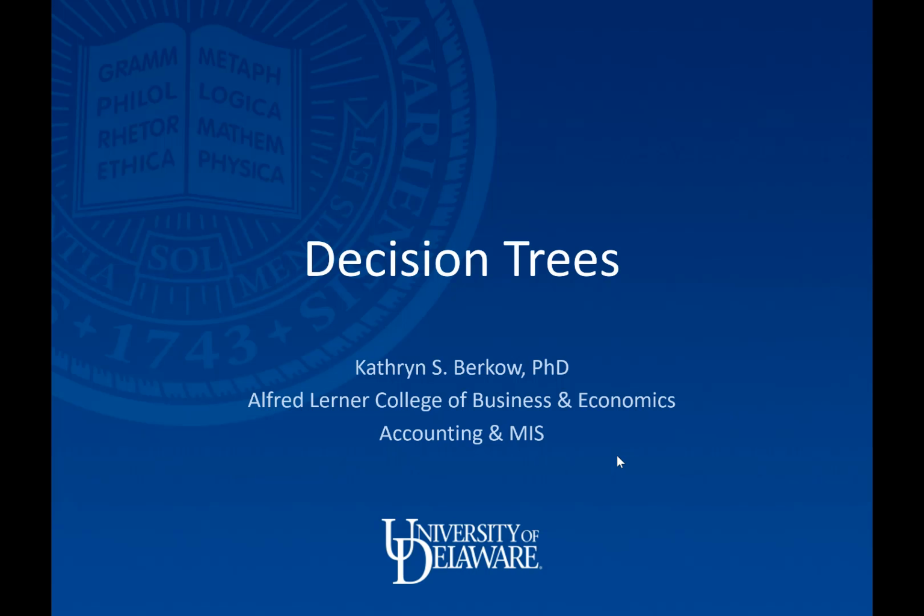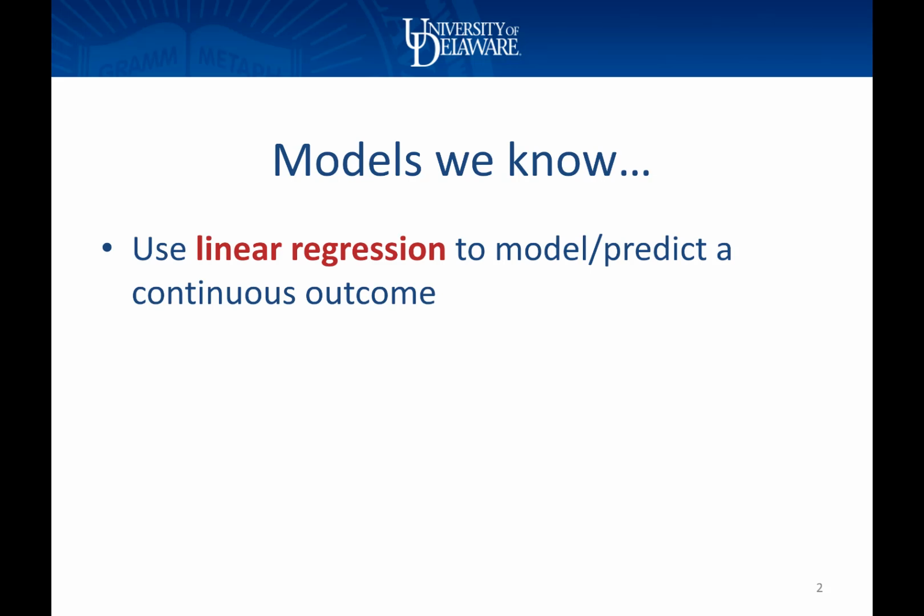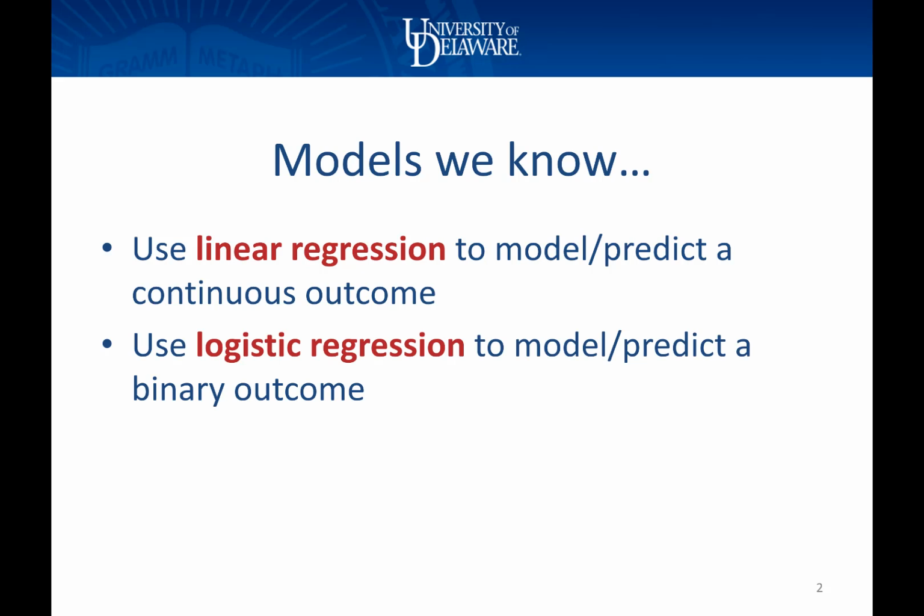This video introduces decision trees. First, a quick review of the models we know. We know to use a linear regression model if we're trying to predict or understand a continuous outcome, something with a range of values. We also know to use a logistic regression if we're trying to predict or understand a binary outcome, something that we want to classify into one of two buckets.